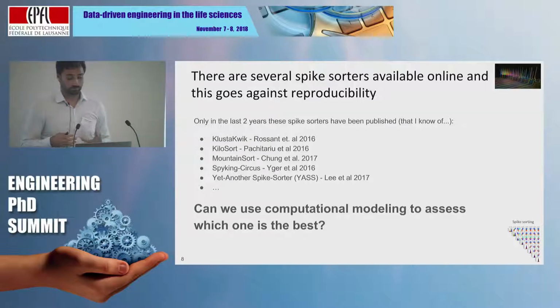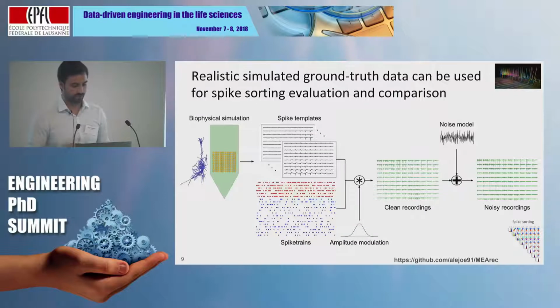And only that I know of, in the last 2 years, there are at least 1, 2, 3, 4, 5 spike sorters, so many that the researchers have started calling their spike sorter yet another spike sorter. So my idea here and my contribution is to use computational modeling to create biophysically realistic simulated recordings that can act as a referee for these spike sorters to show which one is better in different conditions.